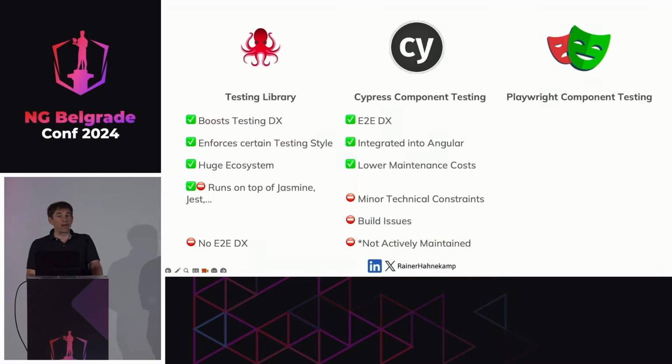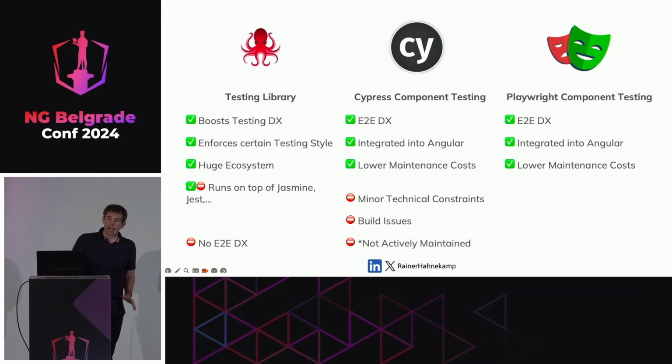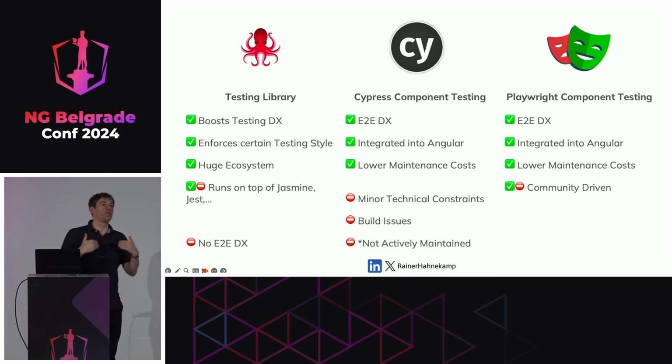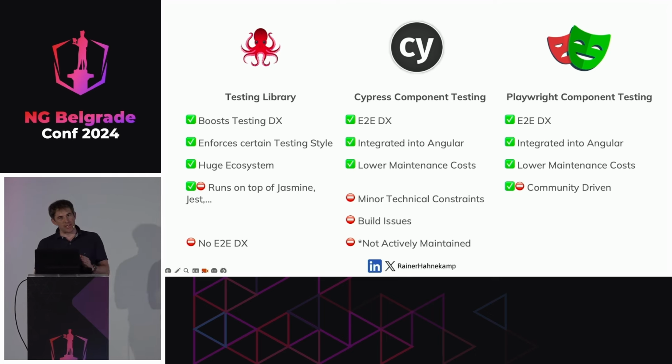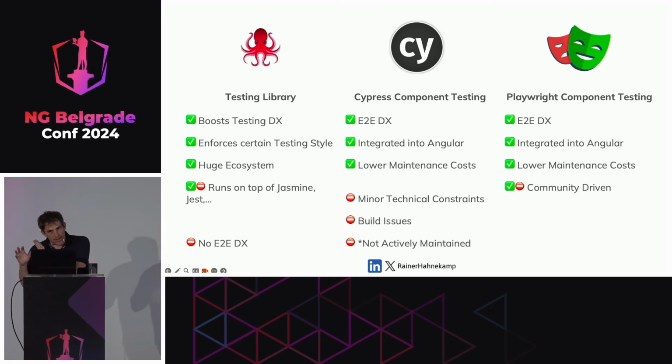And then we have the Playwright component testing. That's not actually even available. It has the same advantages as Cypress, but with Playwright, we find ourselves in a community-driven way, where Cypress says we are providing support for Angular component testing as a company. Playwright said the community should do it.